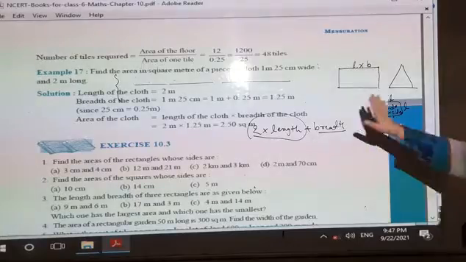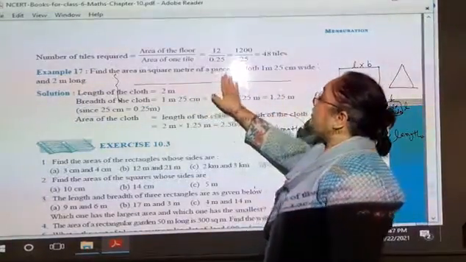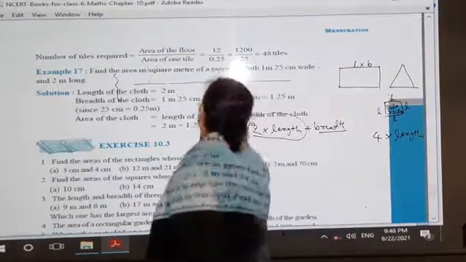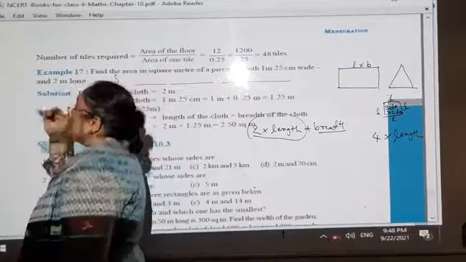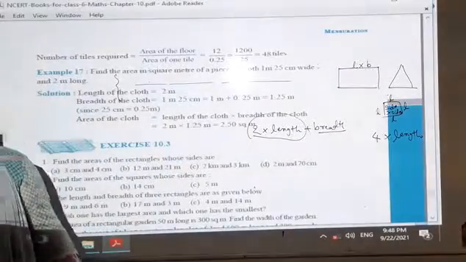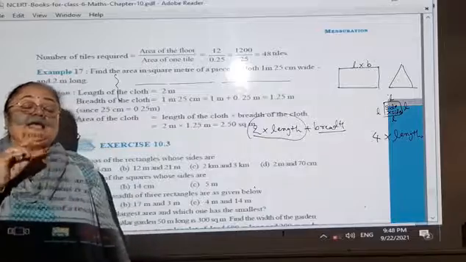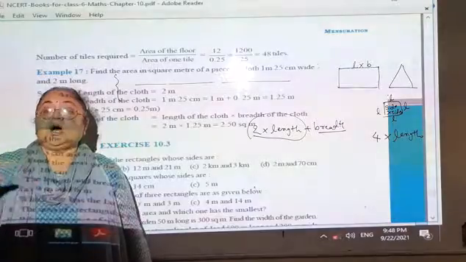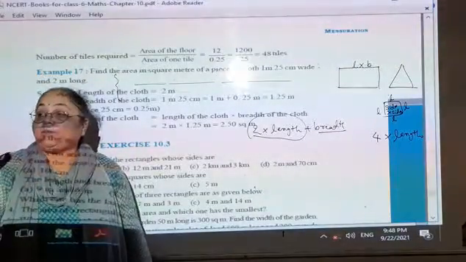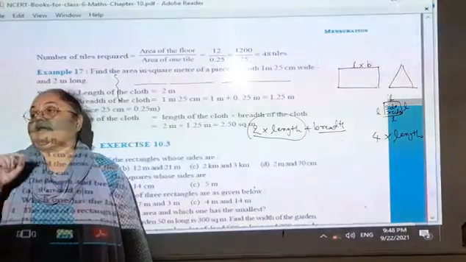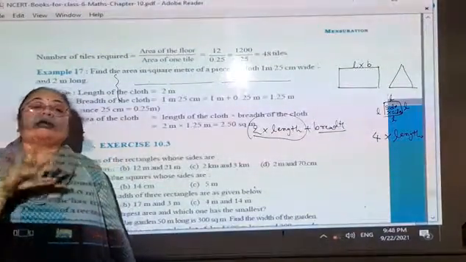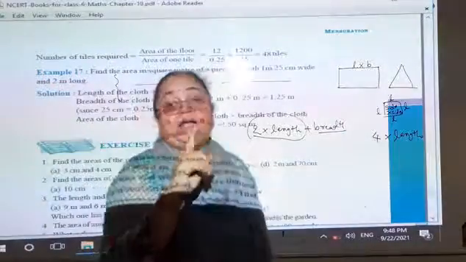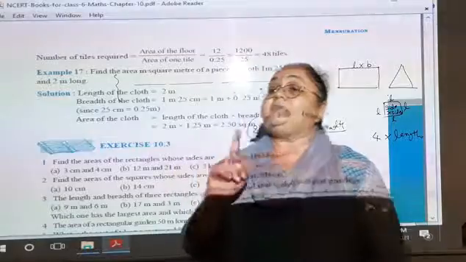Yes, ये वाला last, find the area in the square meter of a piece of cloth 1 meter and 25 centimeter wide and 2 meters long. So see, मैं ये बोल रही हूँ कि भले ही इसमें सॉल्यूशन दिया है, but you people have to copy the question, solve it yourself, and then if your pen stops somewhere, then you check the solution. Otherwise just compare the answers.